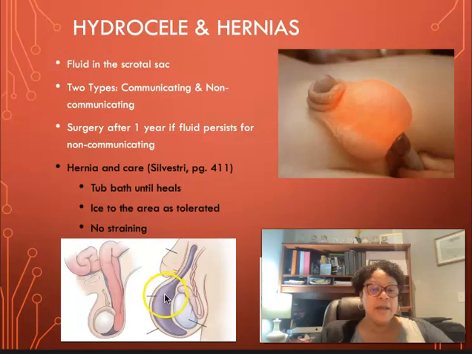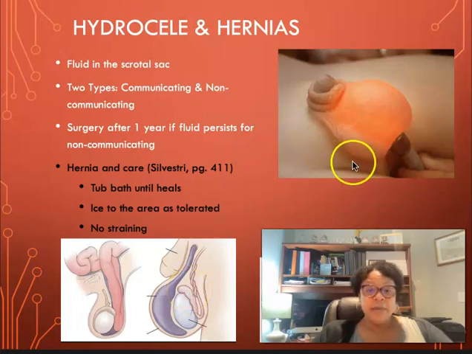This is a hydrocele, so this is considered fluid, so to speak. This white ball is actually the testes. Sometimes we can have bowel contents prolapse down into the scrotum, or we can have fluid. So it's important for us to first see: is it fluid or is it bowel?